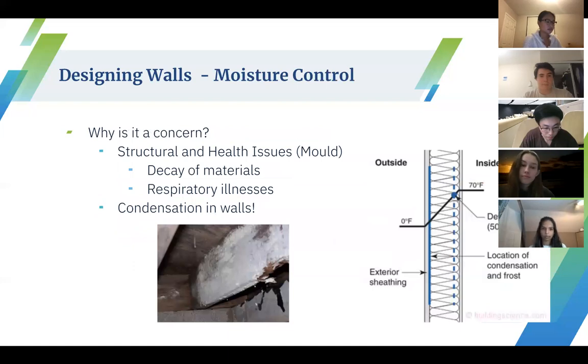Moisture is potentially a bigger concern because of mold that can grow in between your enclosures. Mold can cause decay of your materials, and it can also affect the health of the occupants inside of a building by causing things like respiratory illnesses or even mental health issues. The biggest thing that we're looking for in terms of moisture in walls is condensation. If you remember from a couple of presentations ago, we talked about how condensation occurs when your relative humidity reaches 100% or you're at a dew point. So basically, you can design walls to mitigate these effects. Next slide.